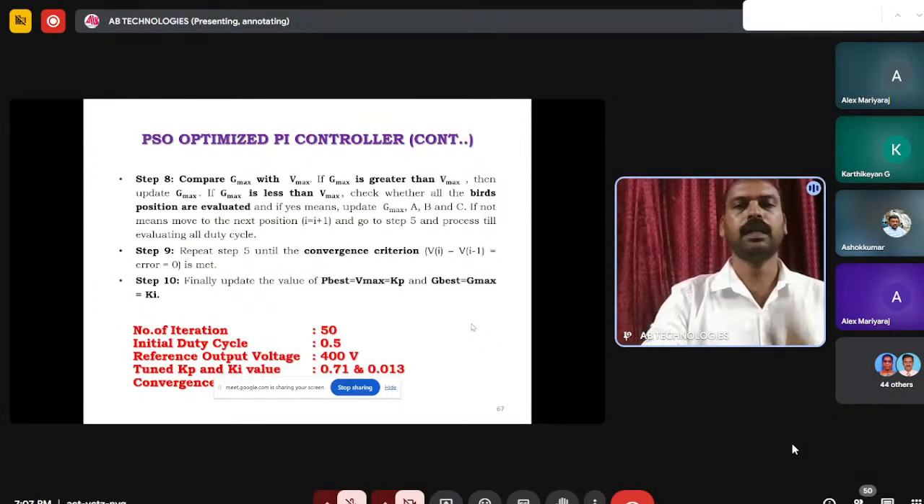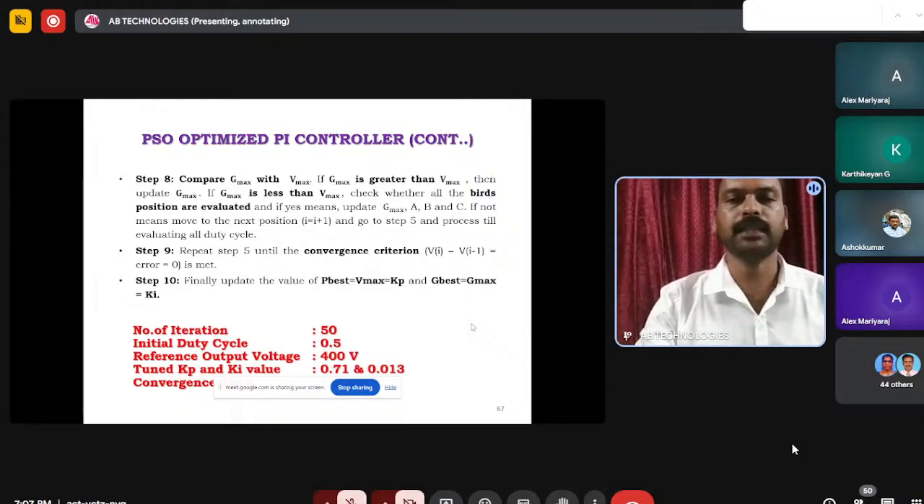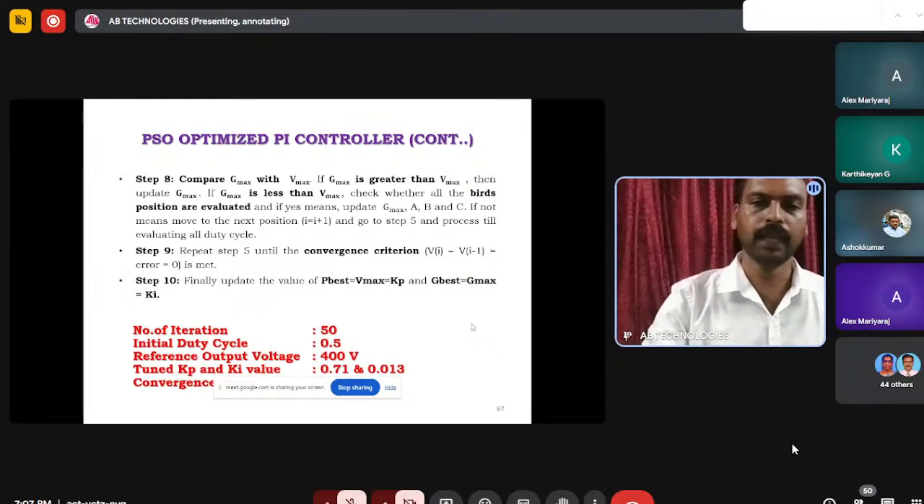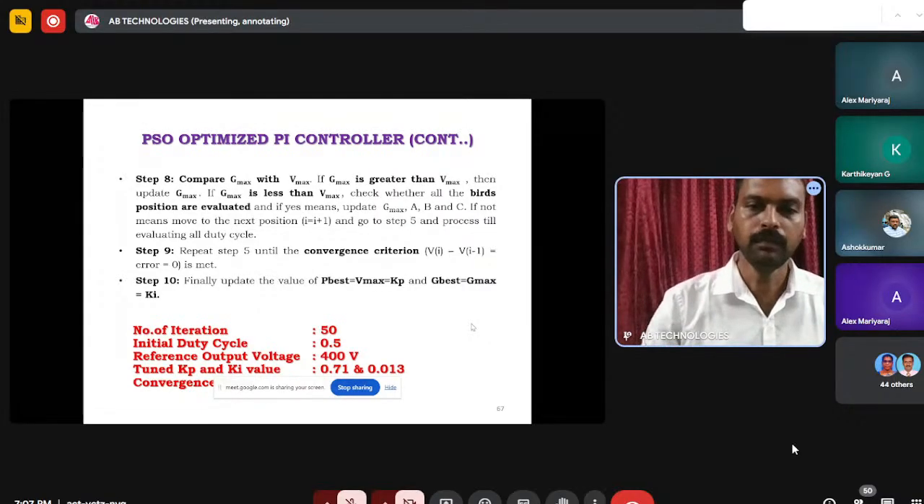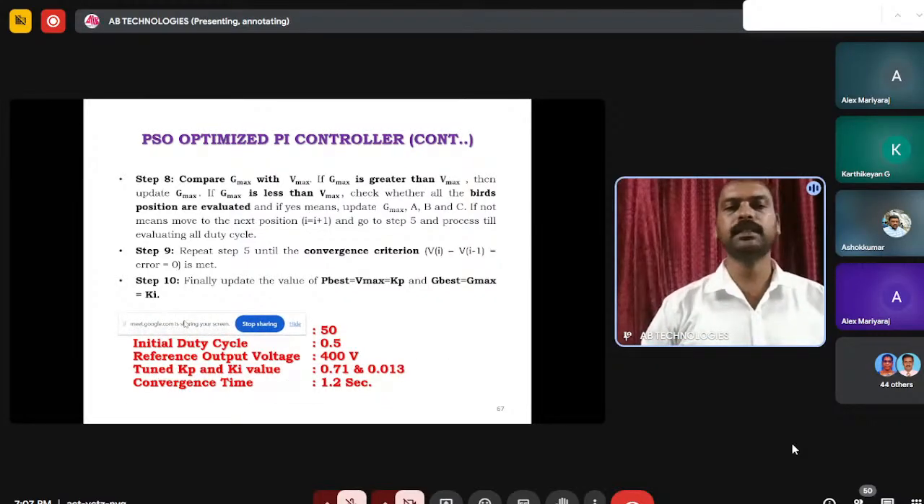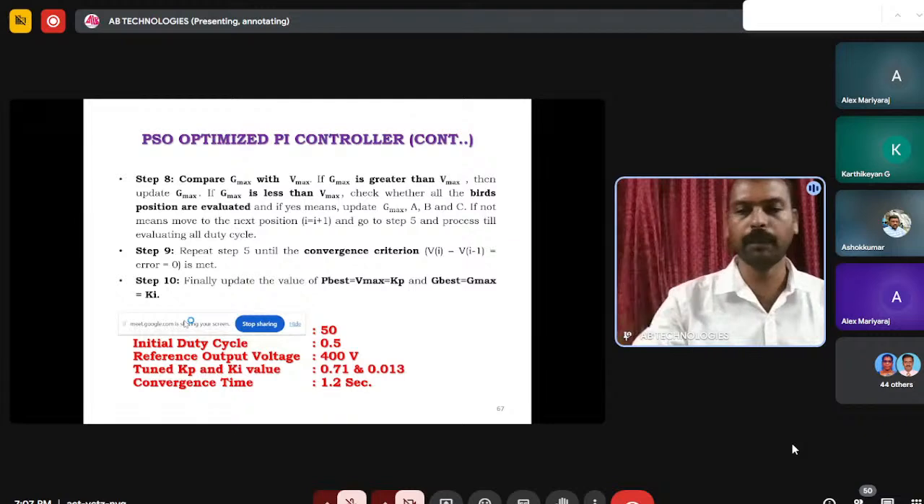In this work, I assigned the number of iterations as 50 and the initial duty cycle is 0.5. Reference output voltage is 400 volt. So this is the tuned Kp and Ka value. The convergence time is 1.2 seconds. So after 1.2 seconds, we are getting a proper value.